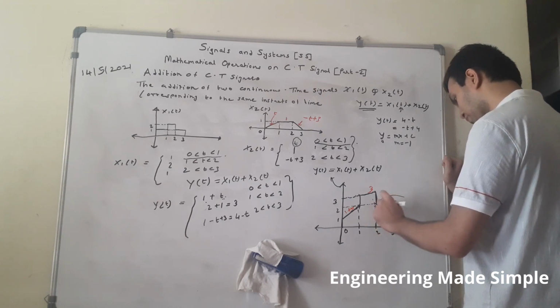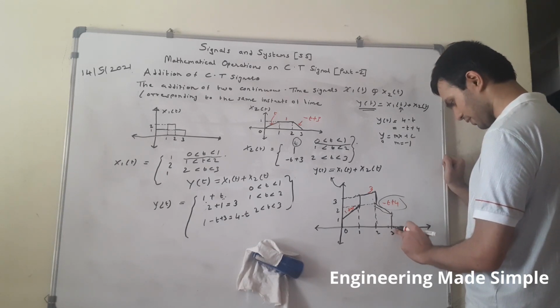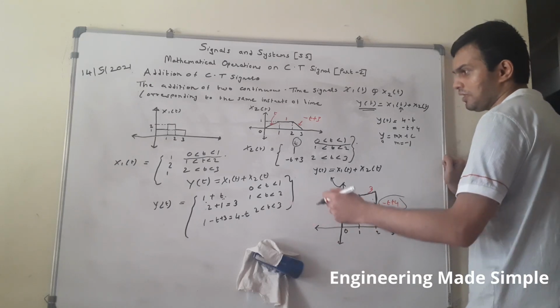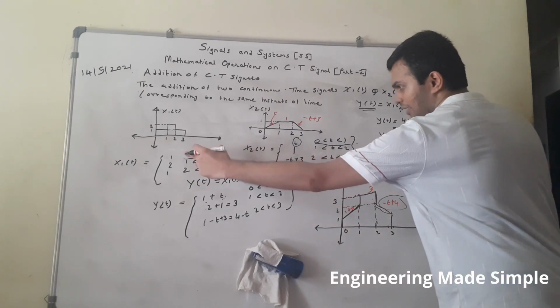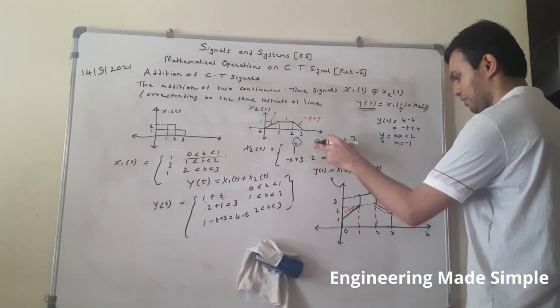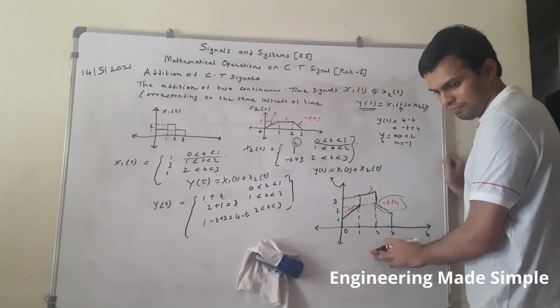And if you put different values of t, you will see why this particular line intersects at this point. So this is how you add these two signals with respect to their corresponding time intervals. Add the amplitudes with respect to the corresponding time intervals, and then plot the final signal. So this is how addition is done.